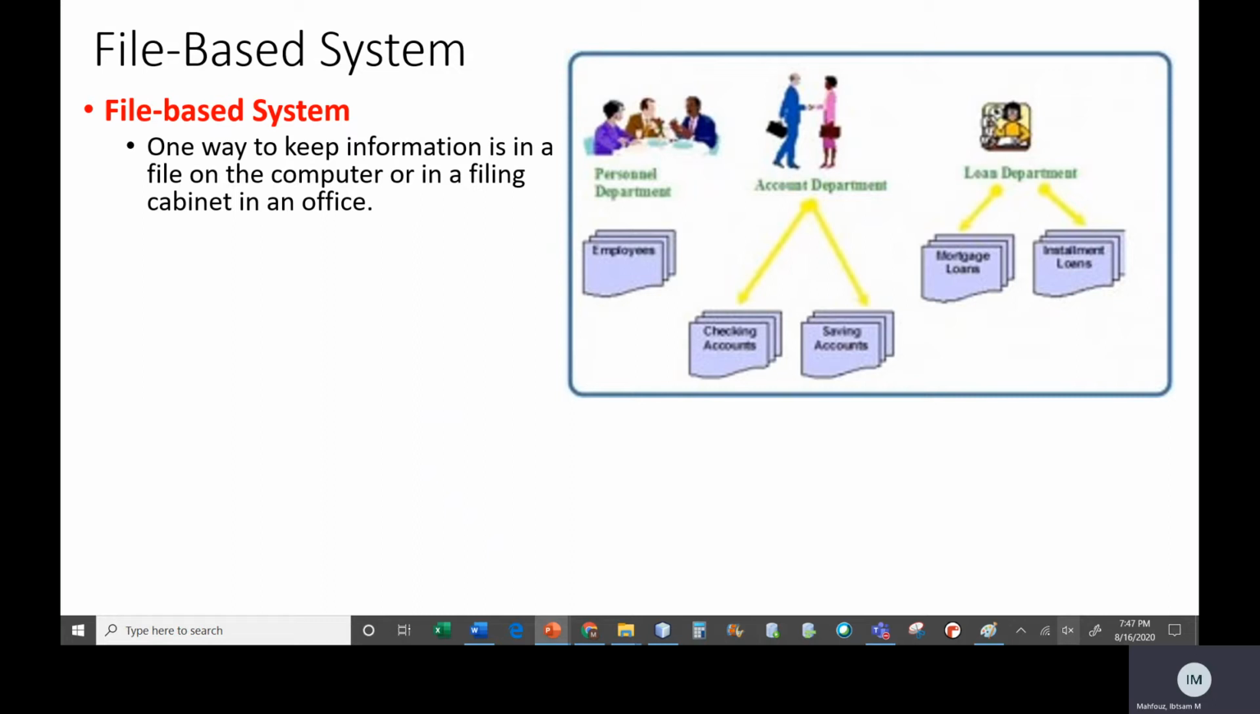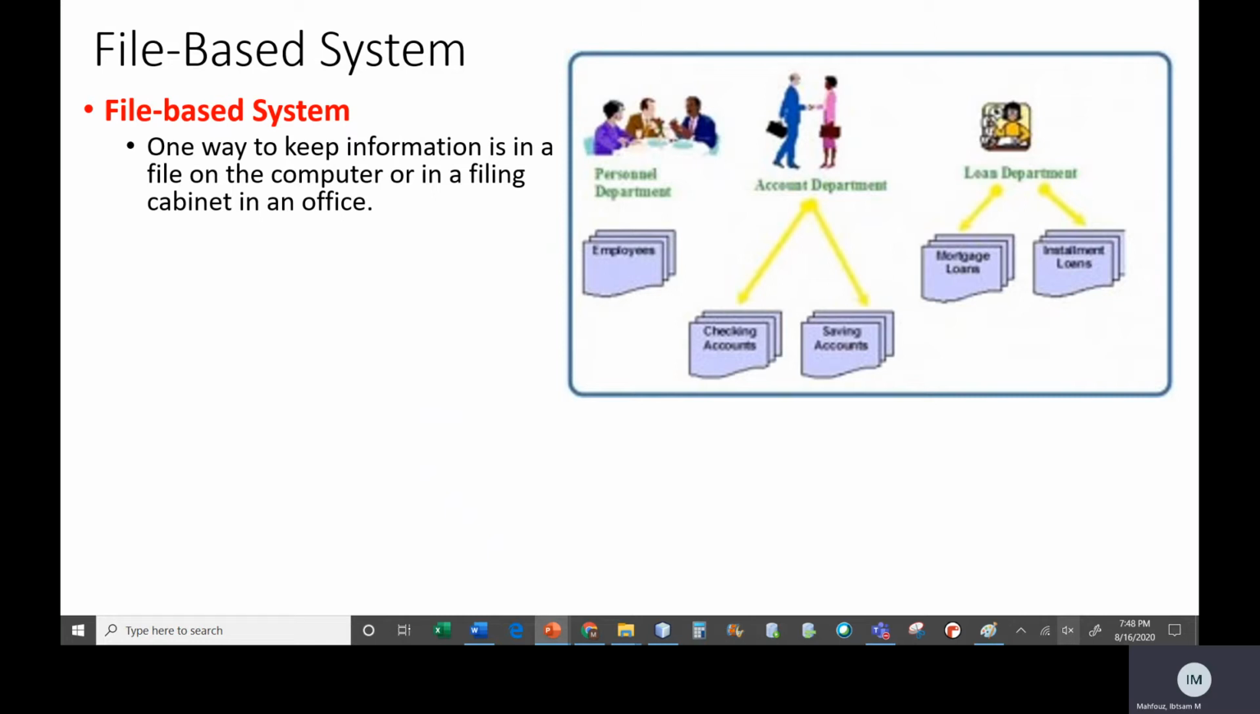You kind of have files. Even if you're using notes on your phone, you have a document that has maybe some phone numbers, a document that has your to-do list, and a document that has the names of your friends who you want to invite to some party. So this is called a file-based system.